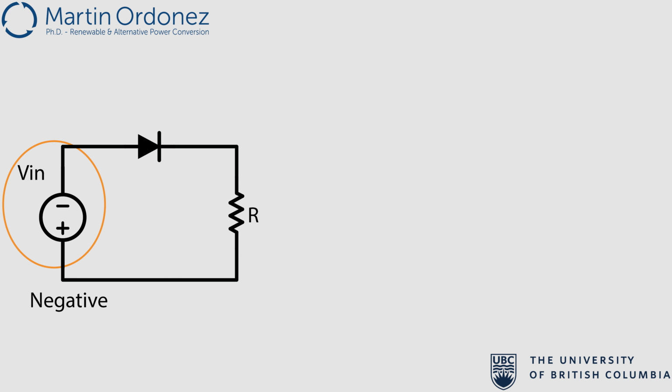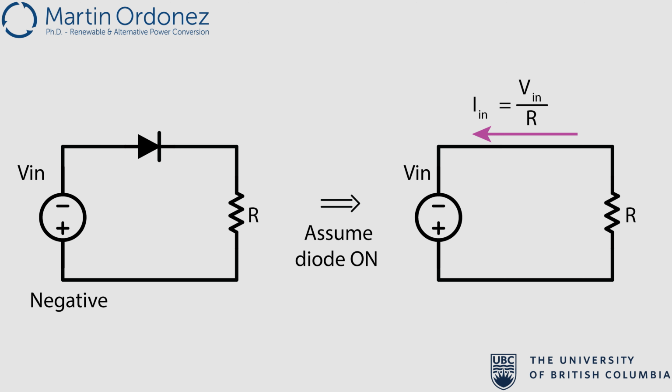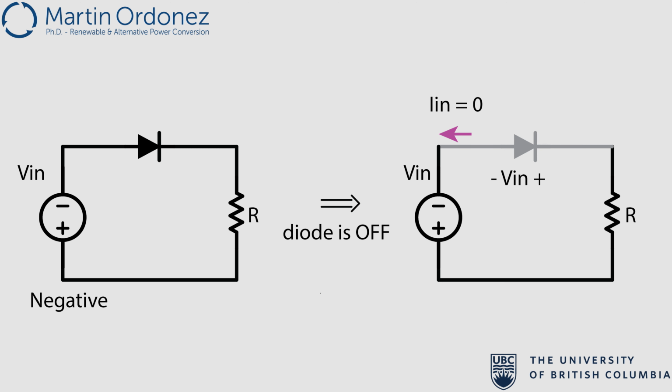Now let's change the polarity of the input voltage source and make it a DC negative voltage instead of a positive voltage at the input of the circuit. Again, first let's assume that the diode is on in the circuit. So the diode will act as a wire and a current will flow in the indicated direction. But is it the direction that the diode allows? The answer is no, which means our assumption was wrong. So the diode should be off or reverse biased. In this situation, the diode acts as an open circuit and the current is 0.